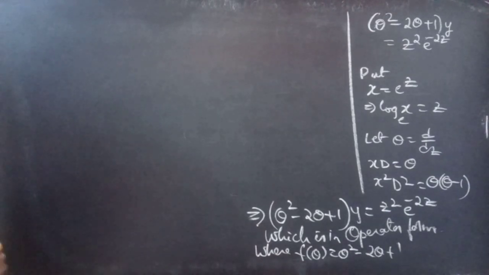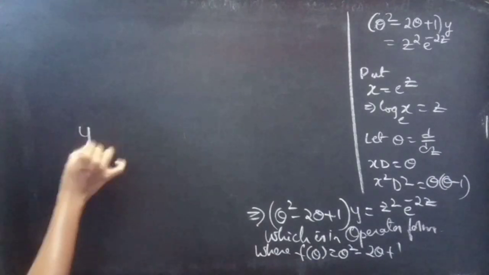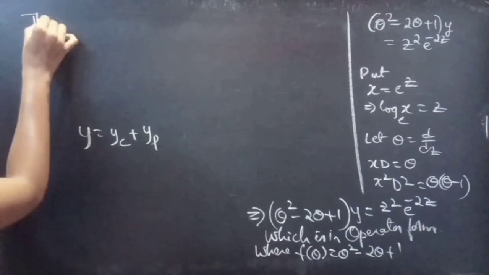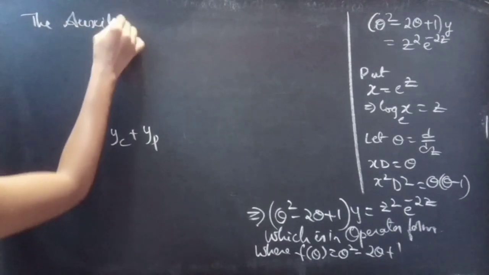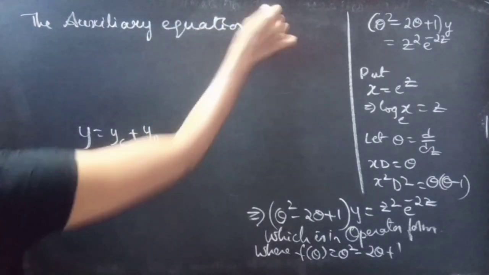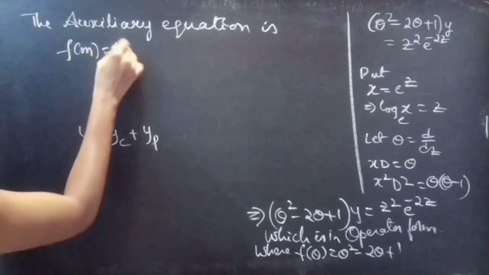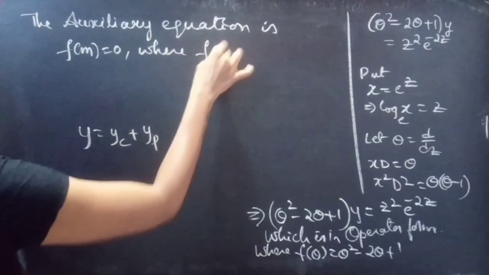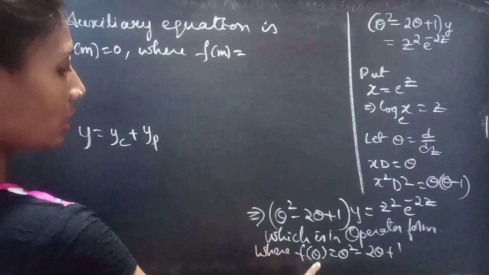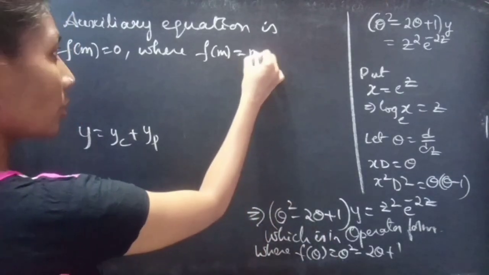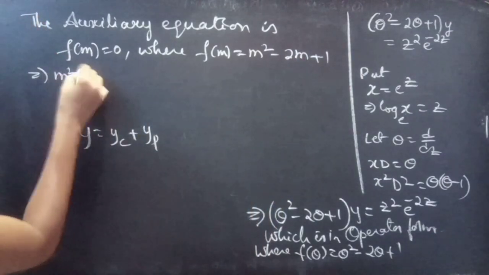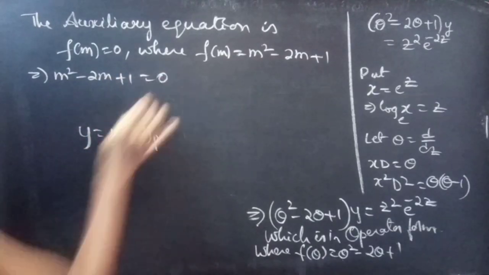Now let's find yc and yp, because the general solution is given by y equals to yc plus yp, right? We'll find yc using the auxiliary equation. The auxiliary equation is F of m equals to 0, where F of m equals to, we have F of theta, theta square minus 2 theta plus 1, right? Let's replace the differential operator by m, so that we'll get F of m equals to m square minus 2m plus 1. Then our auxiliary equation becomes m square minus 2m plus 1 equals to 0, right?